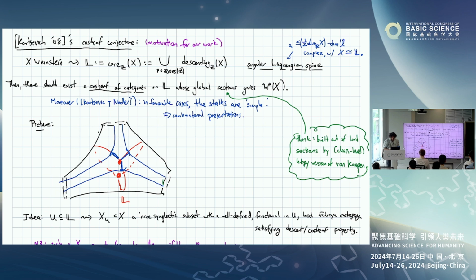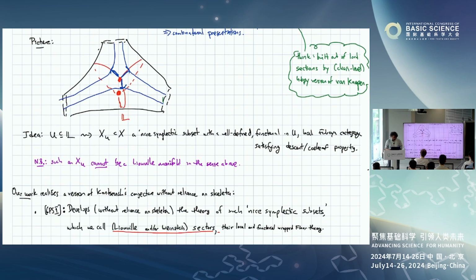And I'll call this piece X_U. It's some sort of nice symplectic subset where I haven't defined what I mean by nice. But whatever I mean by nice, it should mean that the symplectic subset has a well-defined local Fukaya category associated to it, functorial in U. And moreover, now if I can build all these local Fukaya categories for these subsets associated to pieces of the skeleton, then I can also try to check whether these local Fukaya categories patch together and satisfy descent and give us the global Fukaya category.